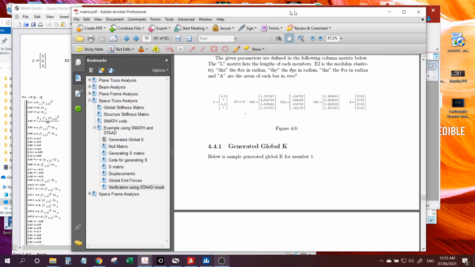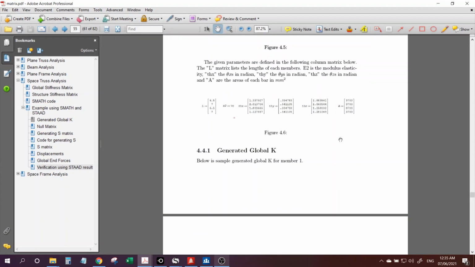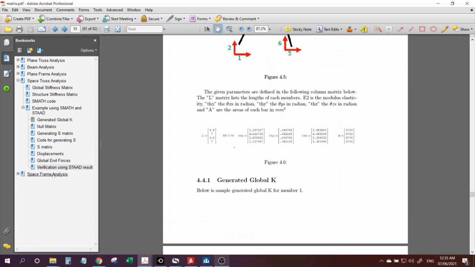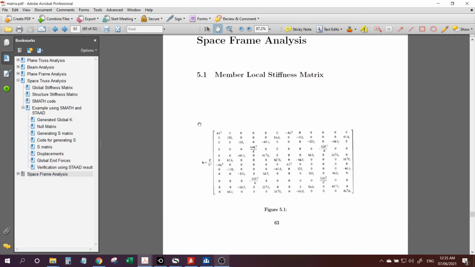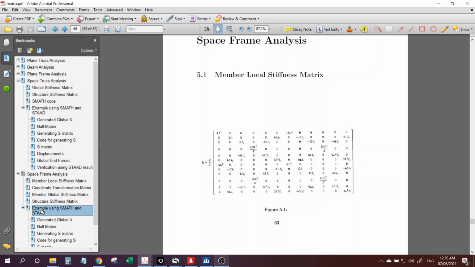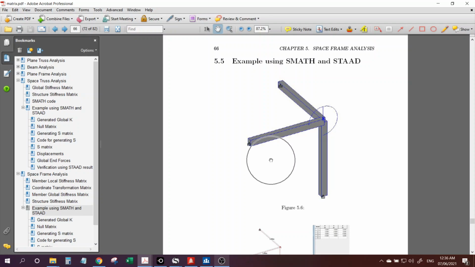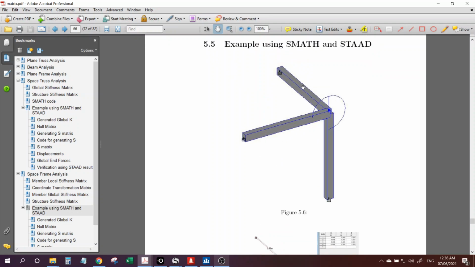Okay, so for today, let's continue with space frame analysis. So I'll continue now with 3D space frame. Okay, so this is the default stiffness matrix that STAAD is generating when you model your structure in 3D.